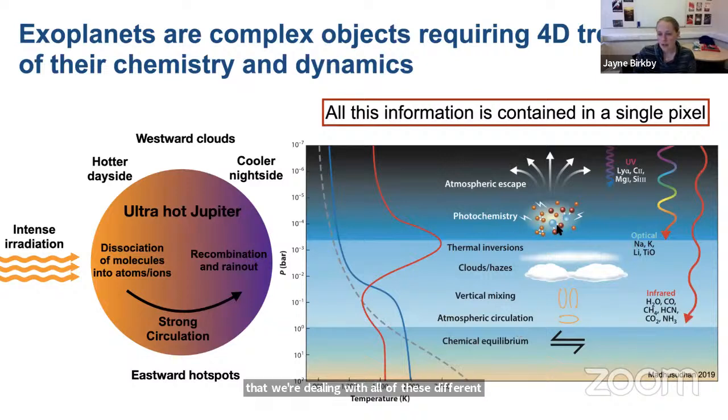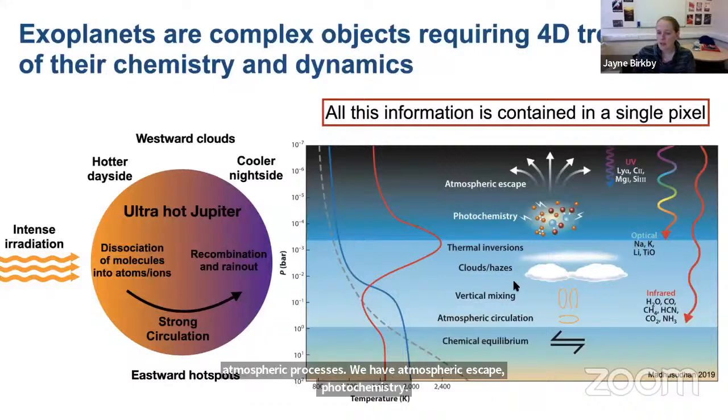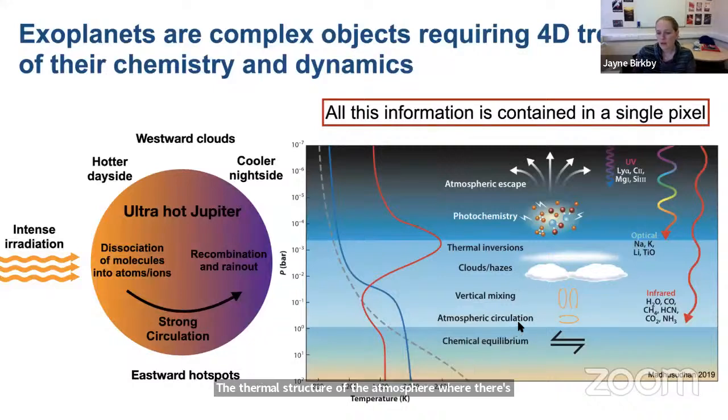We have atmospheric escape, photochemistry, the thermal structure of the atmosphere, where there's clouds and hazes, the vertical mixing, any kind of circulation or other deviations from chemical equilibrium. And all of this is going on in exoplanet atmospheres. It happens in giant planets, and there must be similar processes happening in smaller planets as well, small rocky planets.